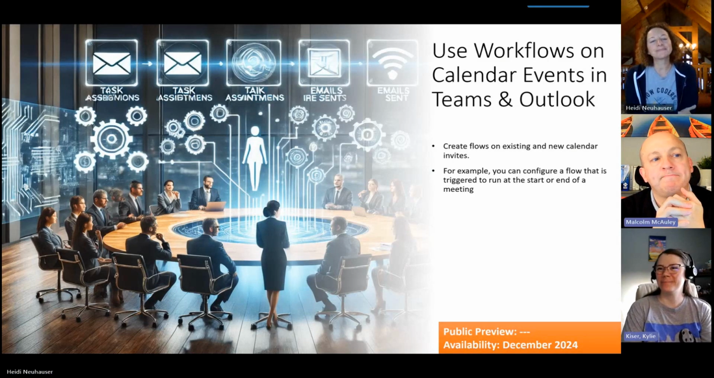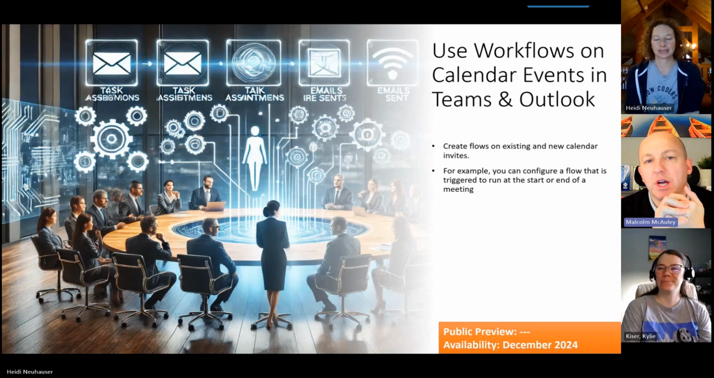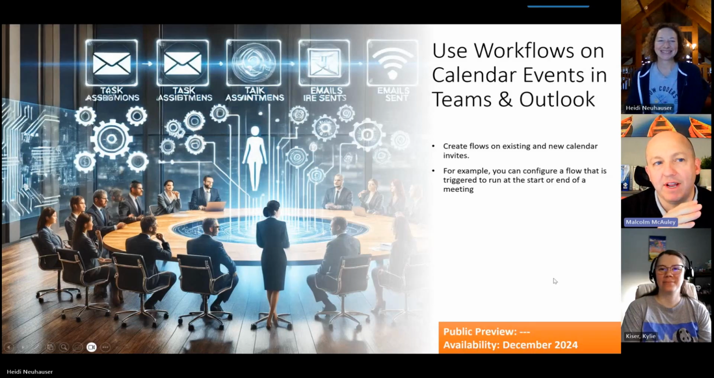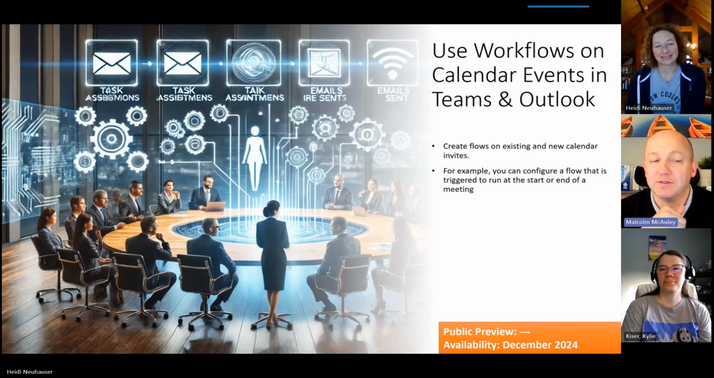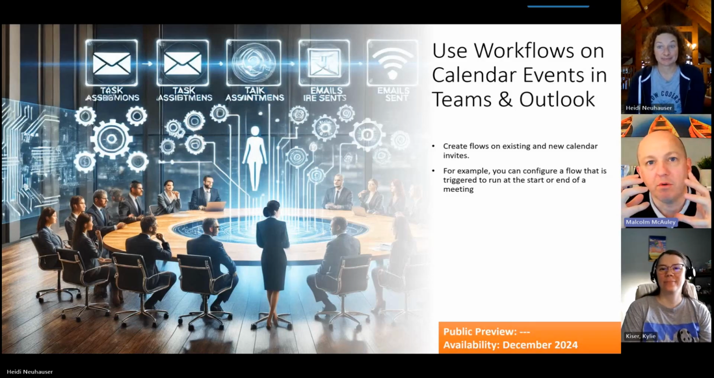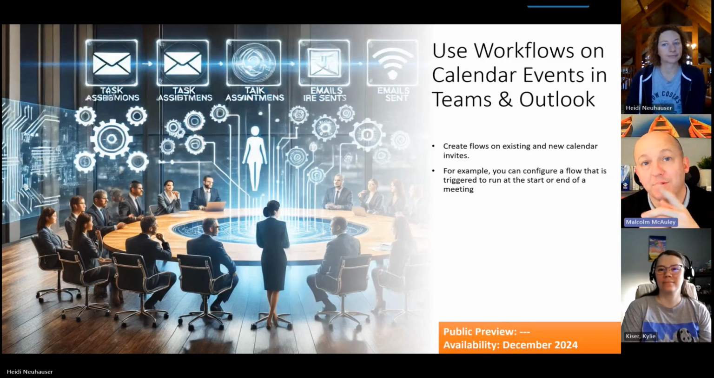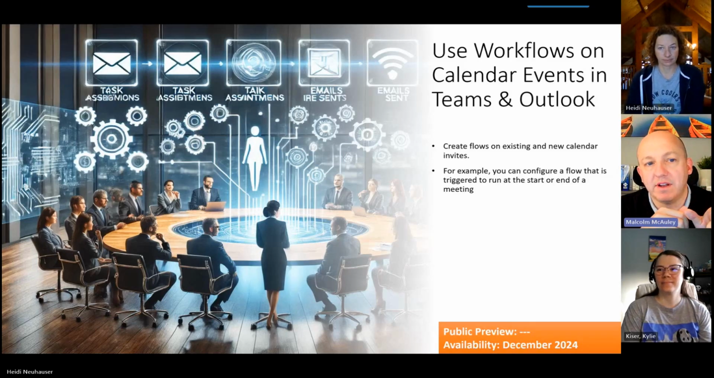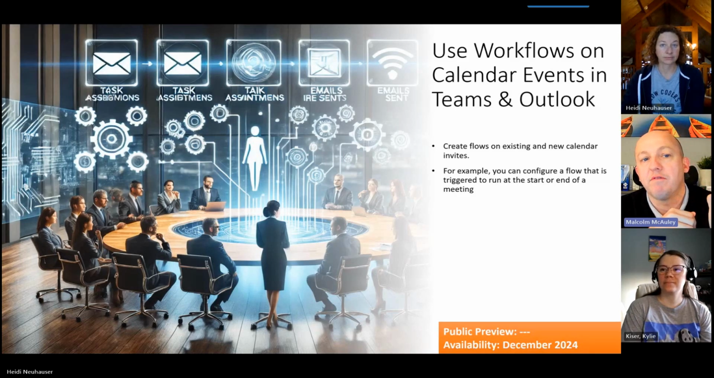Go ahead, train the model. Yeah, so first call out the image. AI, speaking of all the great things of AI, they're still catching up on the whole how to create text in an image. So I used it to create this image just to give this sense of automation when a meeting starts, which is one of the features. So use workflows on calendar events and Teams and Outlook. Super vague. That's basically all it says, the title and a quick sentence. So there's not a lot of detail, but it does give a quick example in the release notes, which you see in the second bullet point. You can configure a flow that is triggered to run at the start or end of a meeting.